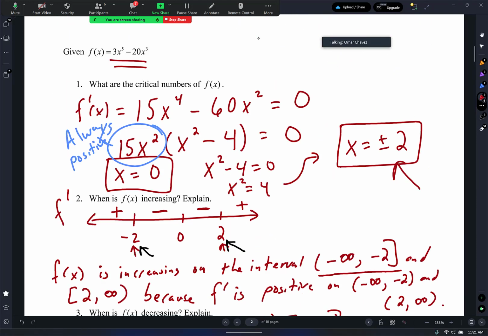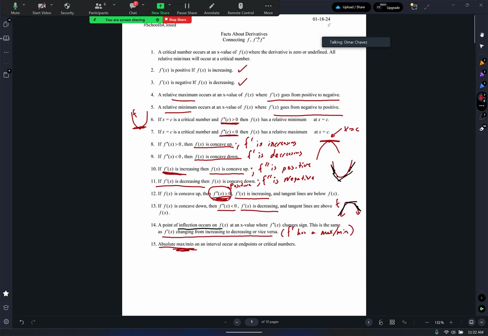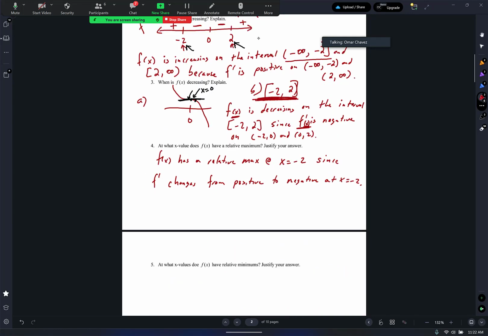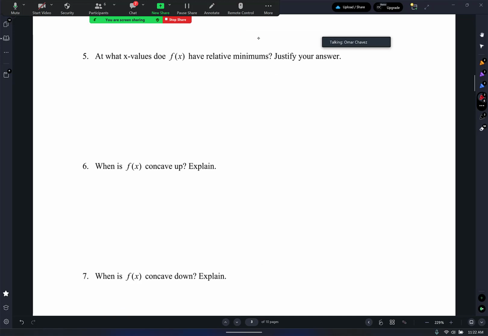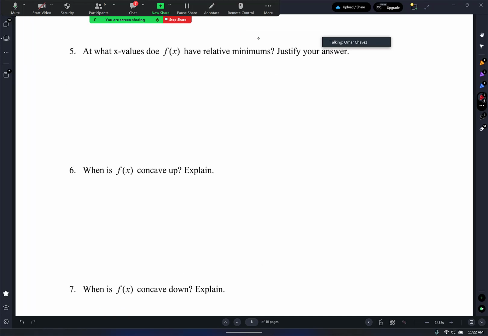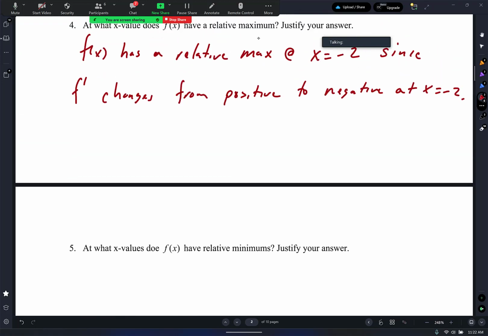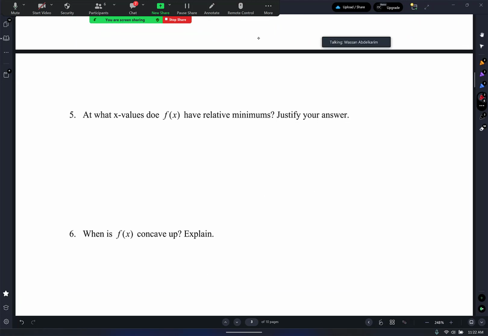So, we just started. We're on the second page, and I'll show you what we did. On the first page, these are just facts, 1 through 15, and then we just finished the second page, and we're about to do the third page here. All right, so now it says, what x value does f of x have as relative minimum? Justify your answer. I have a minimum when what happens? Go from negative to positive. When f prime goes from negative to positive.